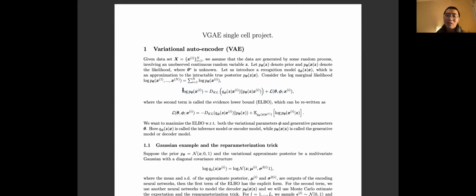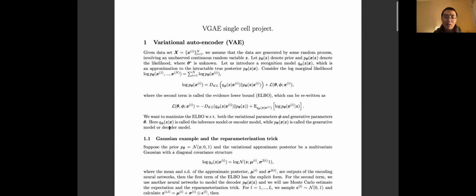The purpose of a statistical model is usually to maximize the log likelihood. But in this case, directly maximizing the log likelihood is difficult, so instead we try to maximize the ELBO. It is the evidence lower bound because the KL divergence is always positive, so L will always be a lower bound of the log likelihood. This is the reason it's called the evidence lower bound.